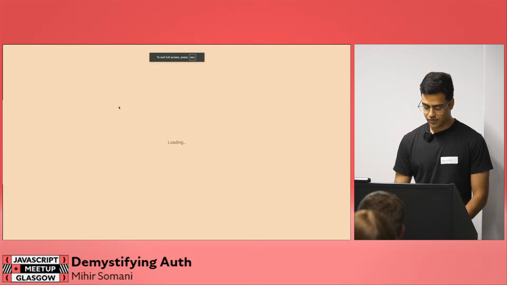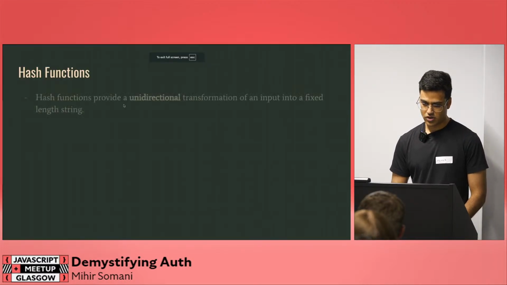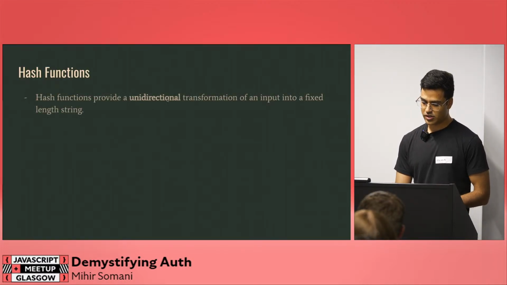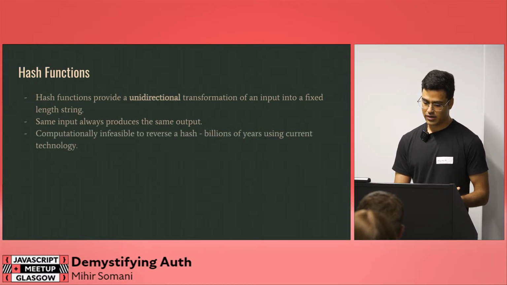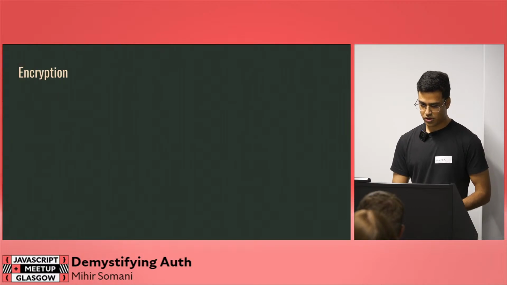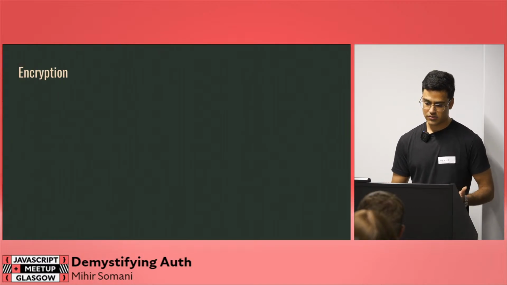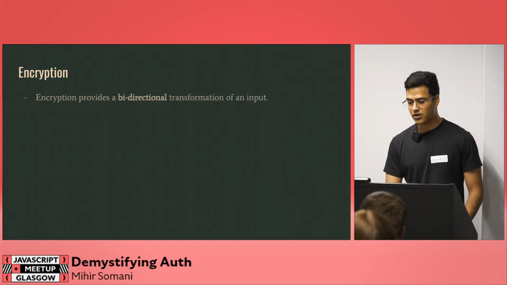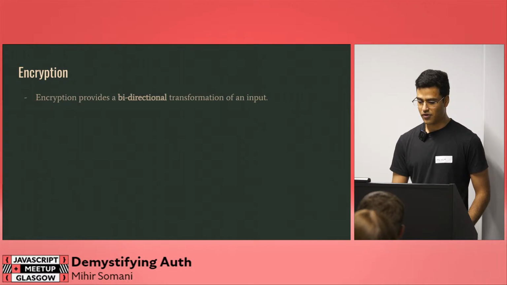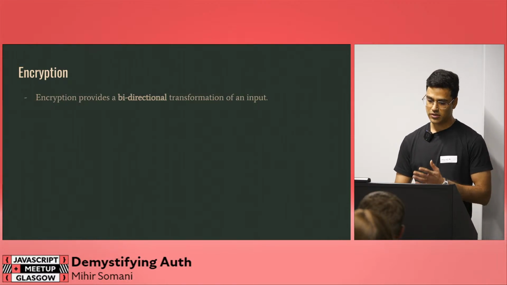So just to recap what we saw, they produce a unidirectional transformation of an input into a fixed length string. In our case, it was 256-bit. The same input always produces the same output, and it's infeasible to reverse a hash. There's another important concept called encryption. Again, some of you might have heard of this, but it's another way to transform data. However, the difference is it's bidirectional.